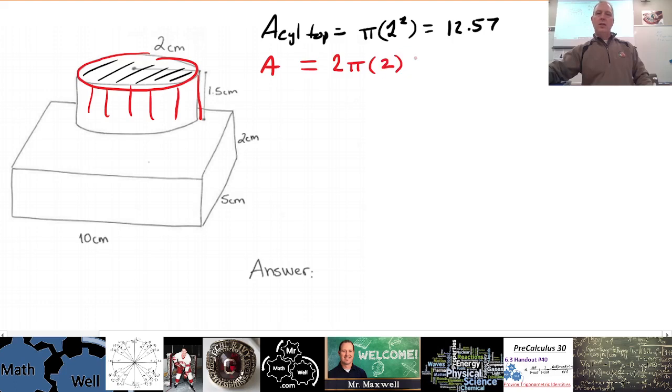The h is 1.5. Can someone grab that door, please? I'm not sure why all the commotion's out there.